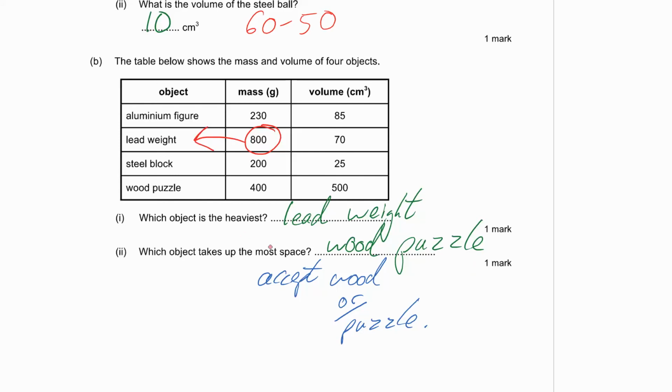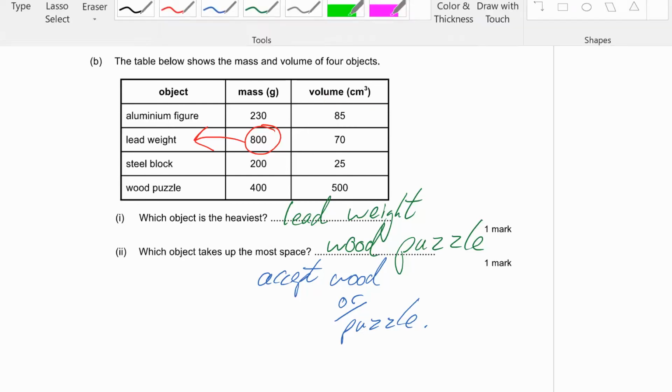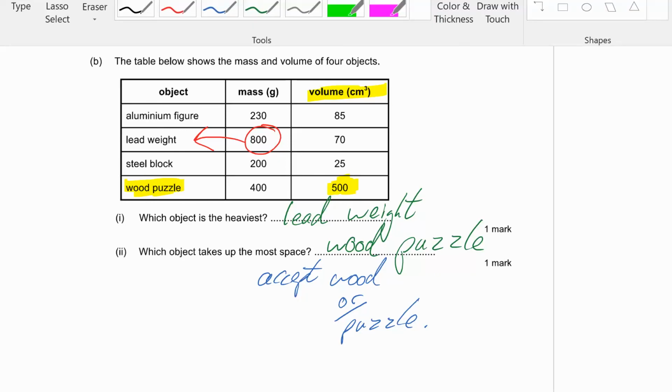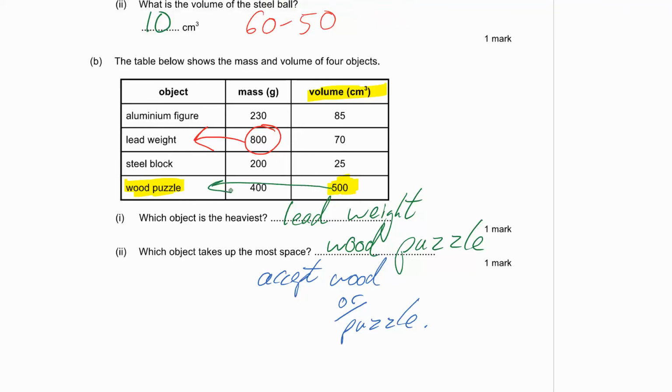Which object takes up the most space? Again, this is reading a table. So which of these numbers of the volume is the biggest? And we can see that it's this 50, so therefore, reading backwards along the table, the wood puzzle must take up the most space.